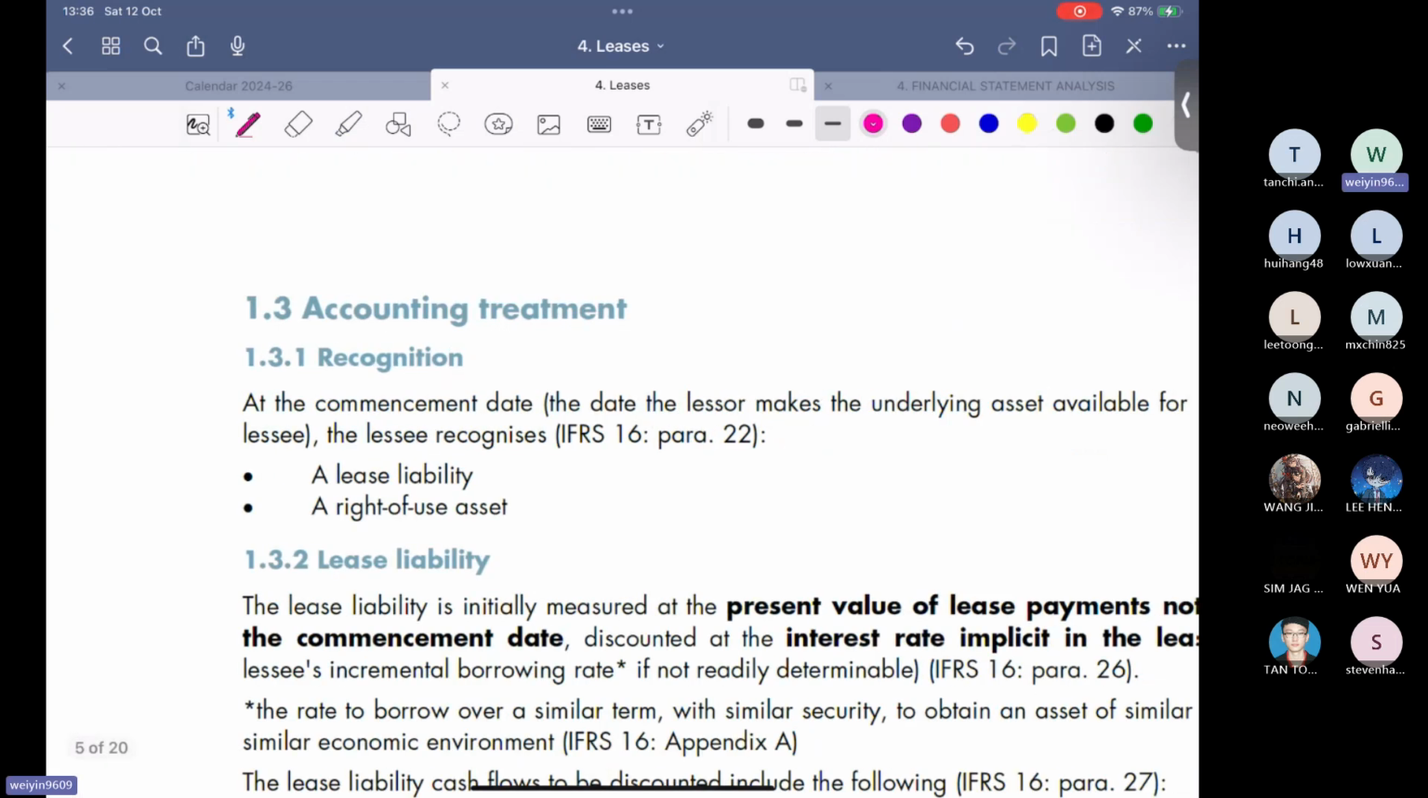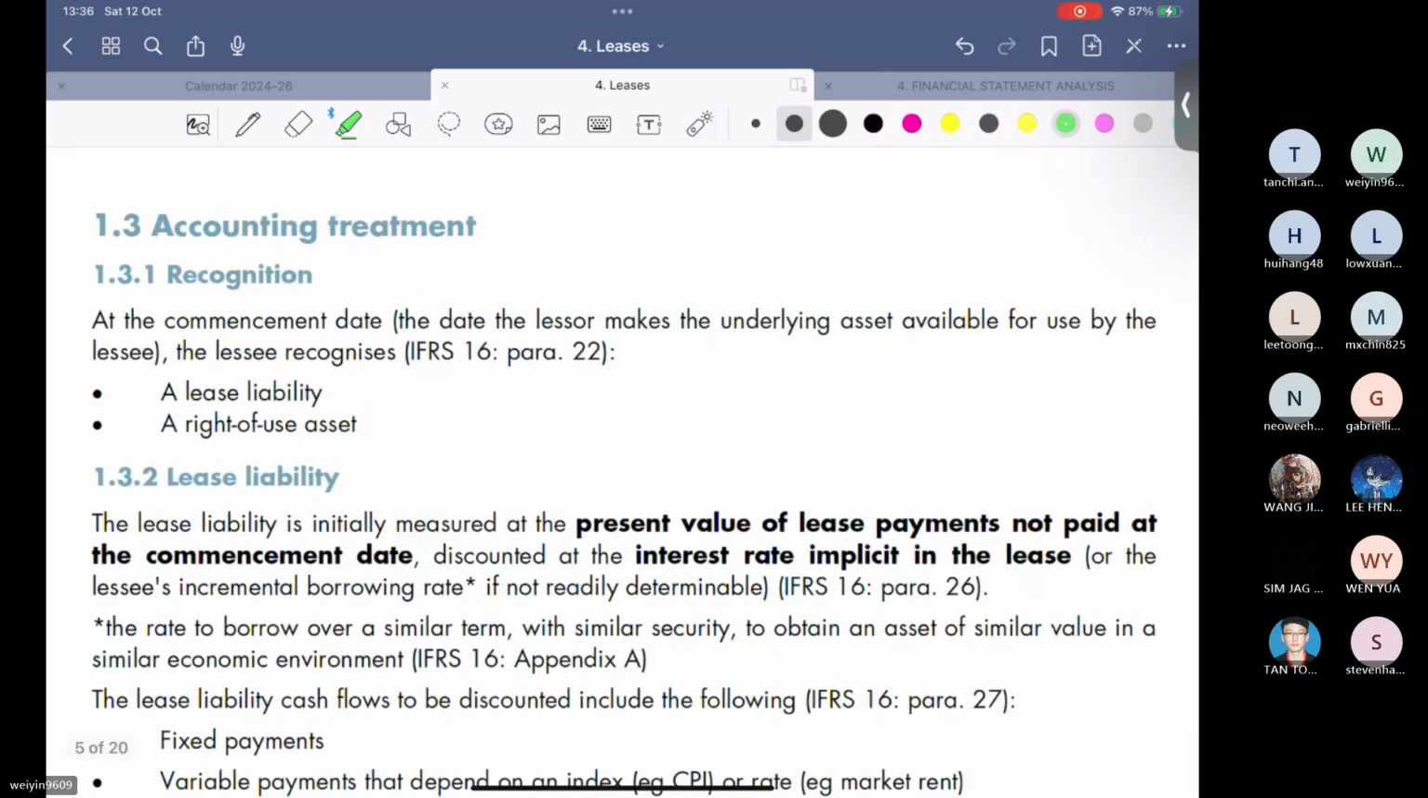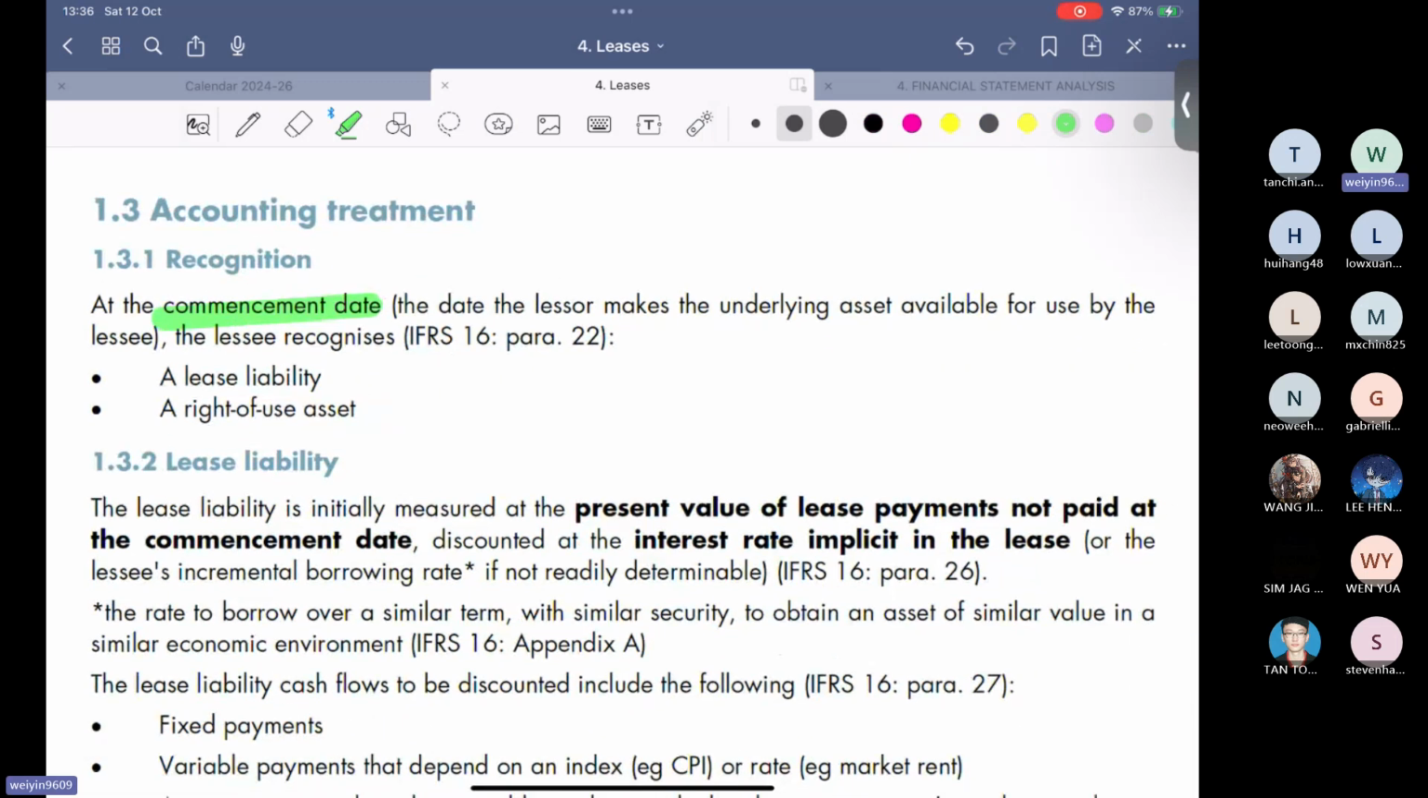Okay, after we talk about the lease, now we look at the accounting treatment. So we start the calculation. It says that on the commencement date, that means the date you sign the contract, the lessee shall recognize the lease liability and also the right-of-use asset. This is the name given in the standard, ROU asset. So in your annual report, next time if you read other companies' annual reports and you find the ROU, that means it is under a lease agreement.